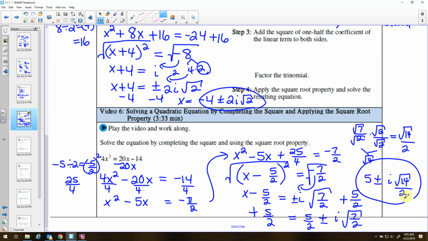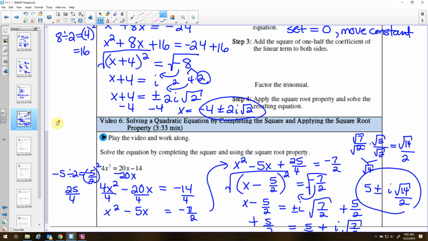Whew, that was a doozy. Completing the square can be kind of daunting, so don't let them throw you off. Alright, so that's square root property, and that's completing the square.